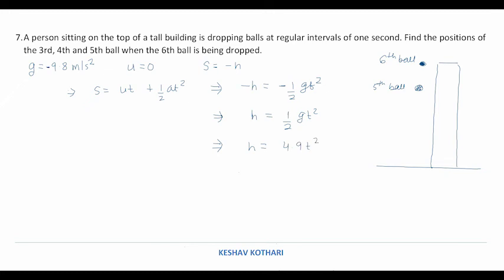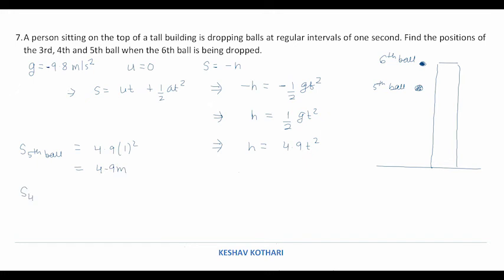Now what we need to do is we just need to put the value of time and get the position of different ball. So for the fifth ball, it has traveled for a duration of 1 second. So if it has traveled for a duration of 1 second, we are going to write it as 4.9 into 1 square. So it has traveled a distance of 4.9 meter from the top of the building.